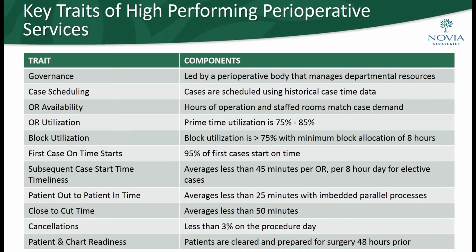Subsequent case start time. This should average less than 45 minutes per OR per 8-hour day. So if your first cases aren't starting on time, your subsequent cases are not starting on time. And that metric is measured cumulatively throughout the day. Patient out to patient in. That's nursing's turnover time. Is it 25 minutes or less? Have you embedded parallel processes? Close to cut, is it less than 50 minutes?